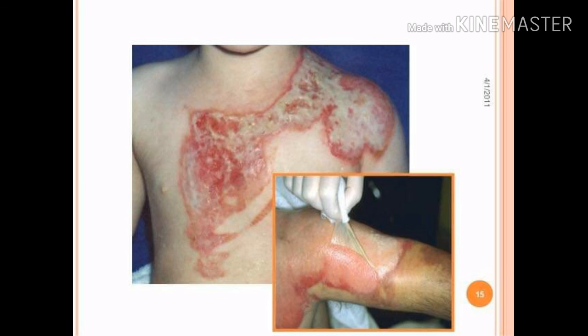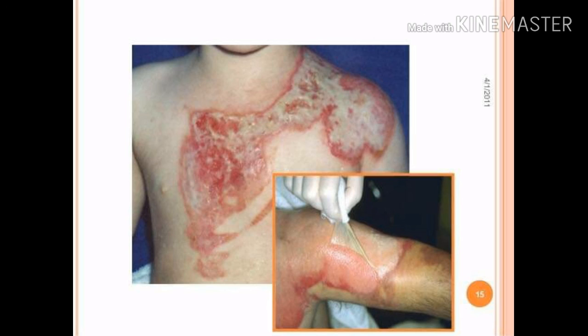So health teaching should include symptoms of infection, drug regimens, appointments, follow-up checkups, comfort measures to reduce pruritus. In diet, initially NPO, begin oral fluids after bowel sounds return. Do not give ice chips or free water, which can lead to electrolyte imbalance, and give high protein, high calorie diet.